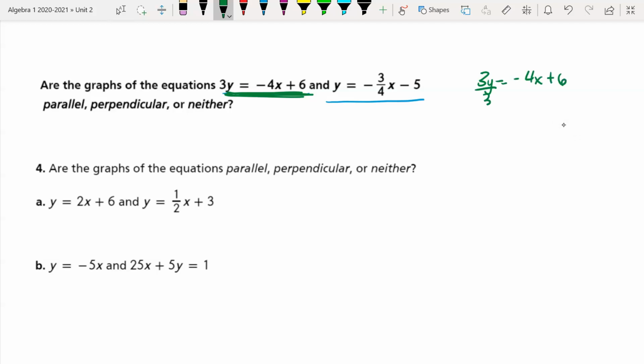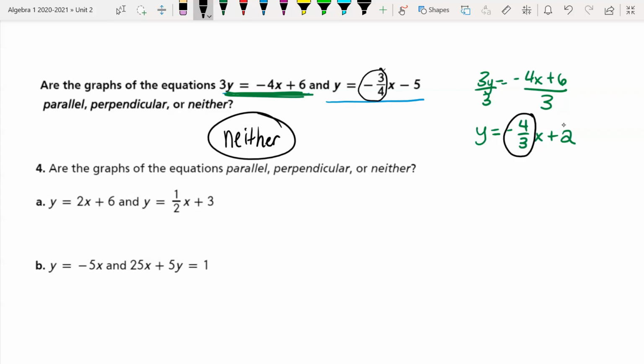If I divide everything by 3, I get negative 4 over 3 x plus 2. Now, again, if I'm just asking parallel, perpendicular, neither, I'm looking at the slopes. So this one, are they parallel? Are they the exact same? Hopefully you say no. Are they perpendicular? Are they opposite reciprocals? Well, they're reciprocals, but are they opposite signs? No, they're both negative. So your answer to this one should be neither.